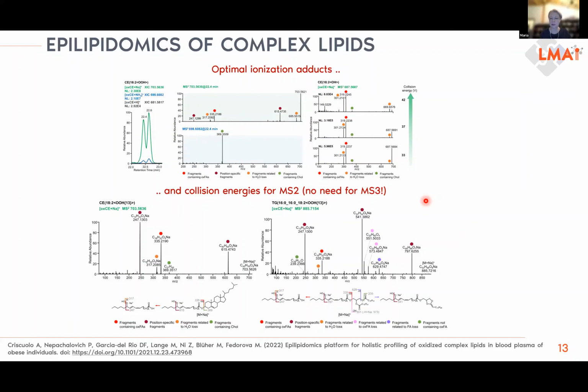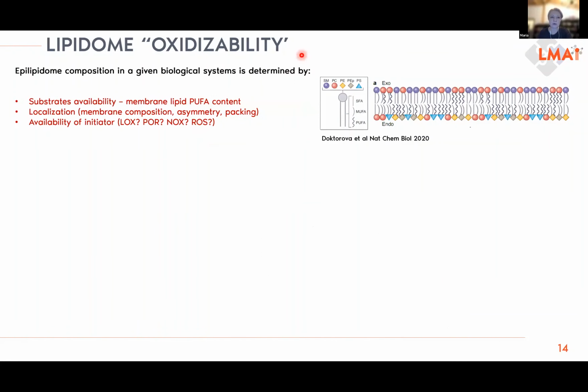But that still doesn't help us to address this diversity of oxidized lipids. So we have a method sensitive enough, specific enough, but we still don't know which lipids to look for in the given biological system. Here we can talk about this lipidome oxidizability. The point is that the epilipidome composition in a given biological system will be determined by different factors. The first factor is obviously substrate availability, so membrane lipids, for instance, and their PUFA content. You can imagine that the lipidome of different tissues and cells is different. That means there is a different substrate for the formation of oxidized lipids.